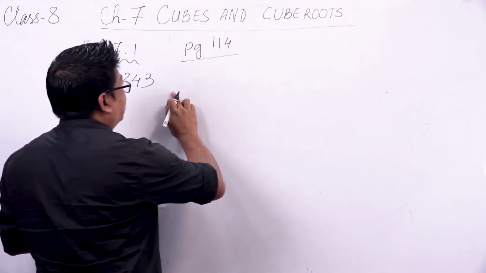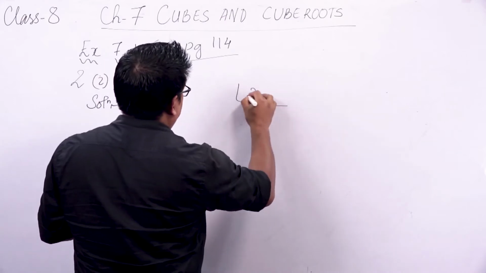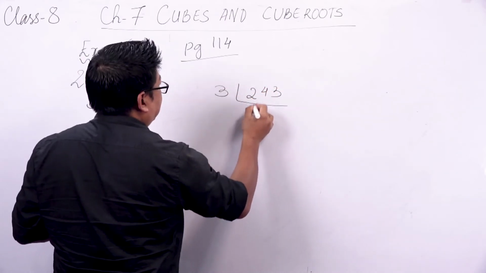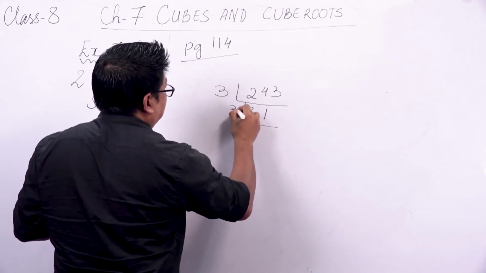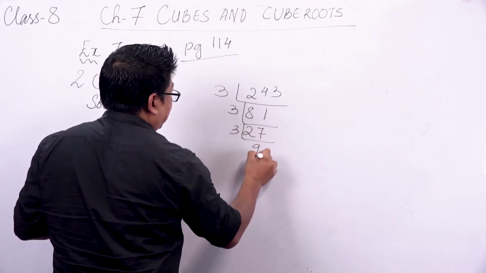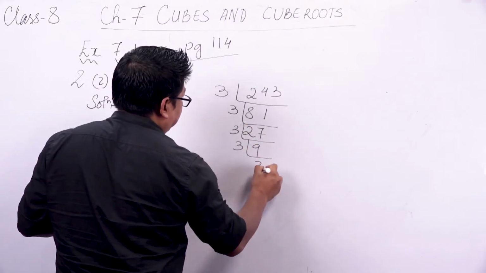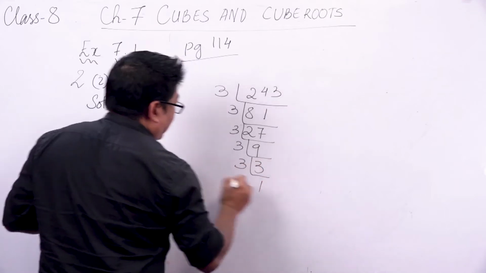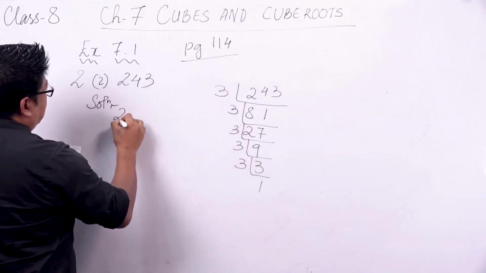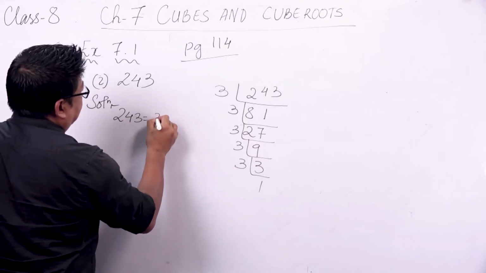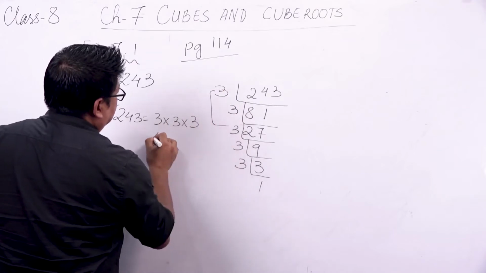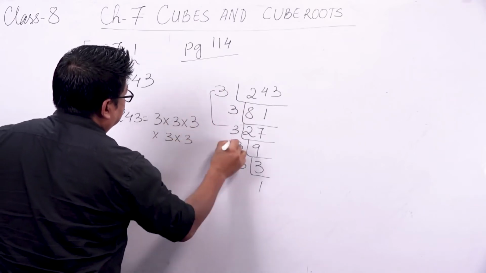Solution. First we have to factorize 243. We will start with 3. 3 into 81 is 243, 3 into 27 is 81, 3 into 9 is 27, 3 into 3 is 9, 3 into 1 gives you 3. So this is prime factorization. So 243, you are getting 3 into 3 into 3 into 3 into 3.